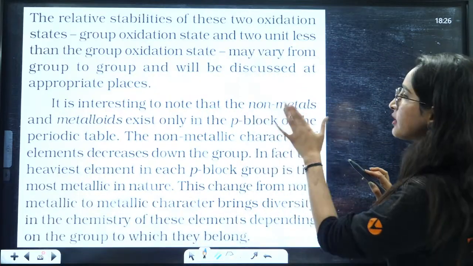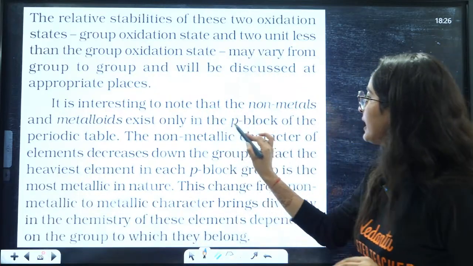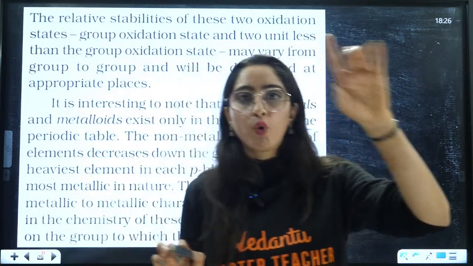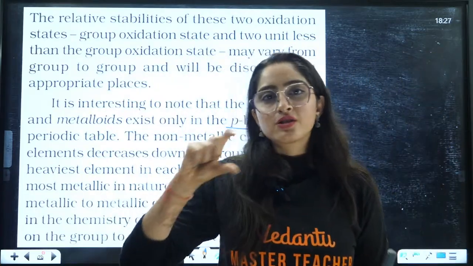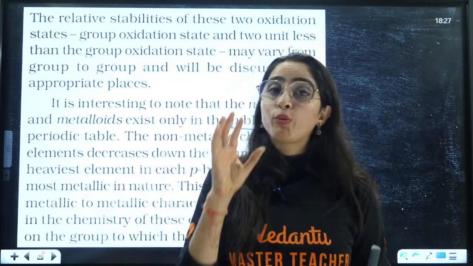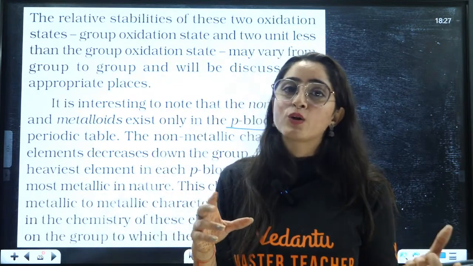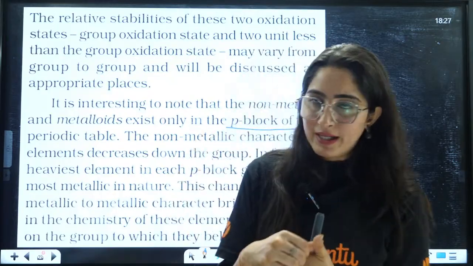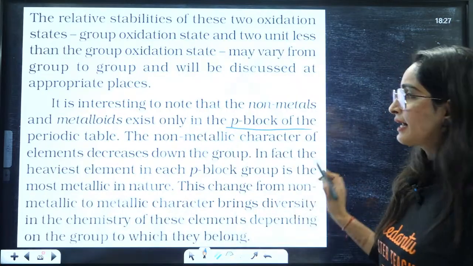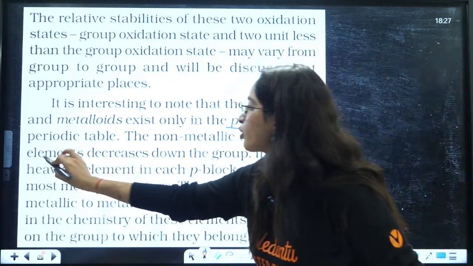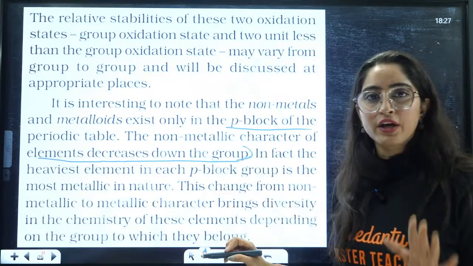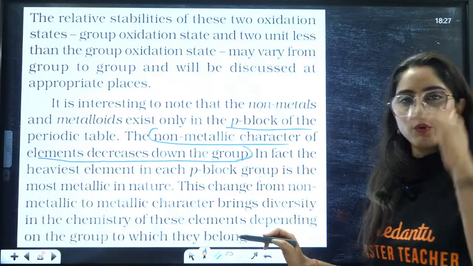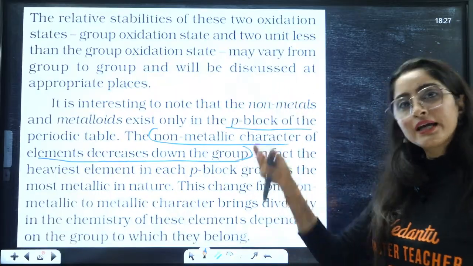It is interesting to know that the non-metals and metalloids exist only in the p block of the periodic table, right? When we were doing periodic classification, there I told you that only in the p block. In transition also, we will see metals, right? If you talk about s block also, there we will see metals. In f block also, we will see metals. But in p block, you have metalloids, you have metals, you have non-metals, right? The non-metallic character of elements decreases down the group, right? Have we seen that in periodic classification, right? Non-metallic character will decrease down the group, right? Metallic character will increase down the group.